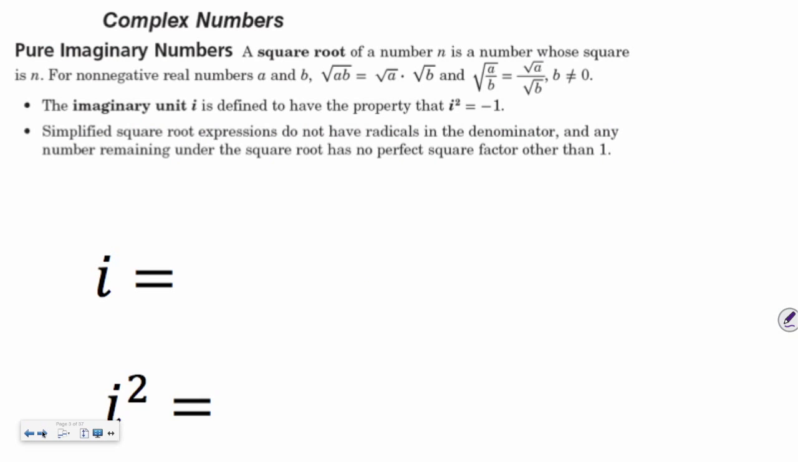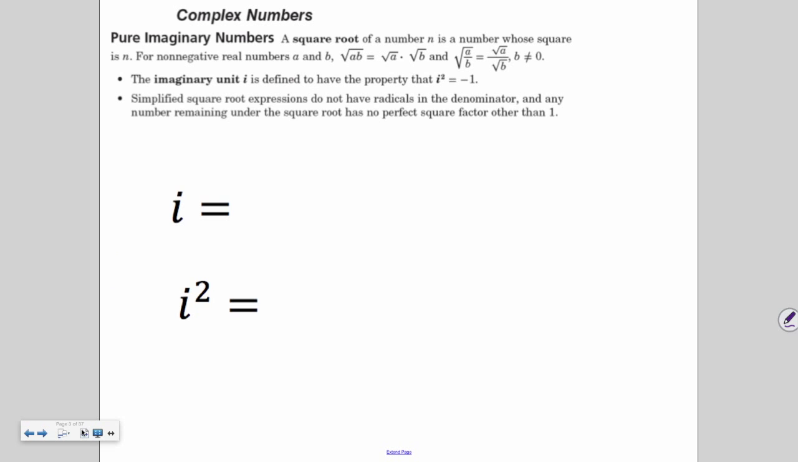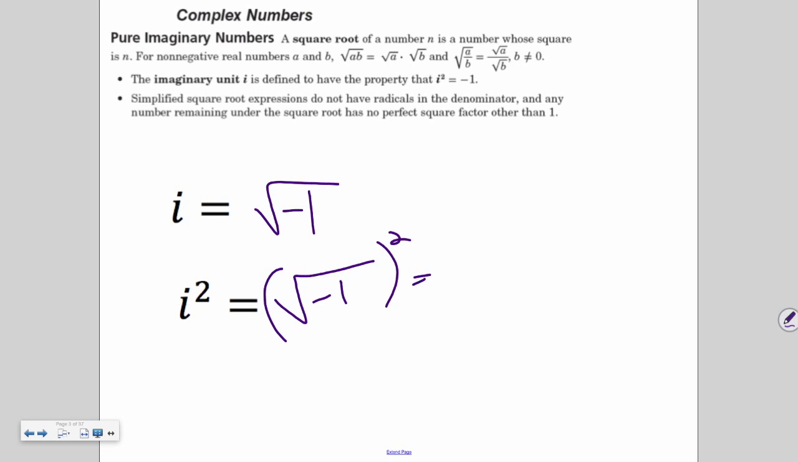You have to remember i is really the square root of -1, and therefore we're going to take i squared and say it's the square root of -1 squared. And that is going to end up being -1. The reason for that is the square and the square root cancel each other out, so what is left is that -1. And that is a property that we're going to use later on.